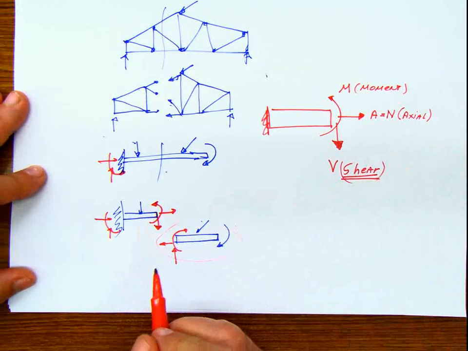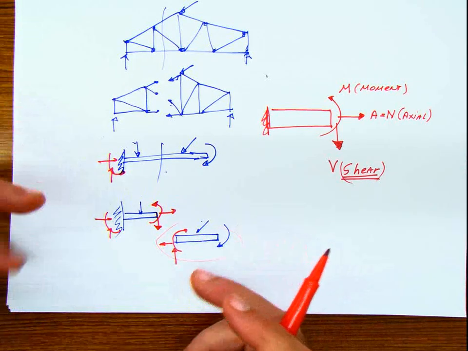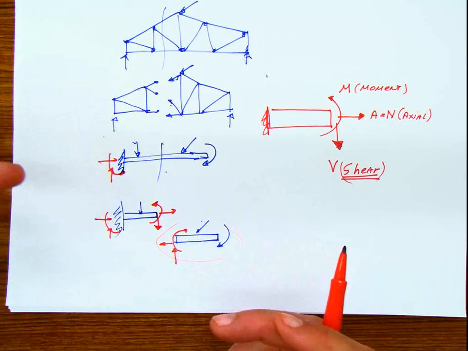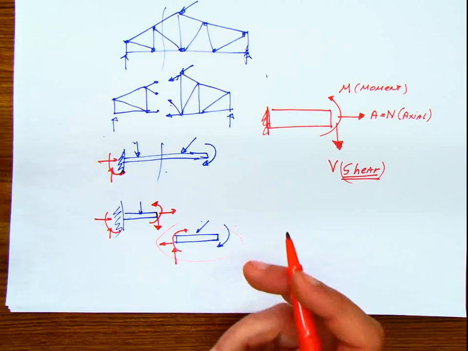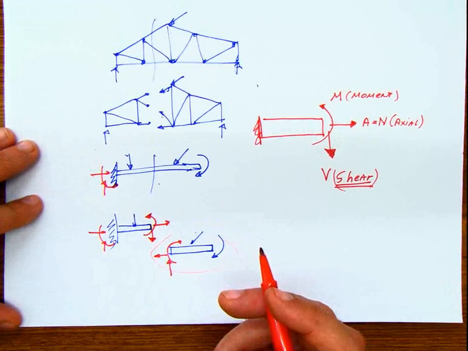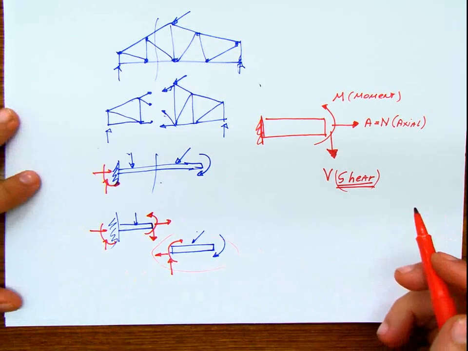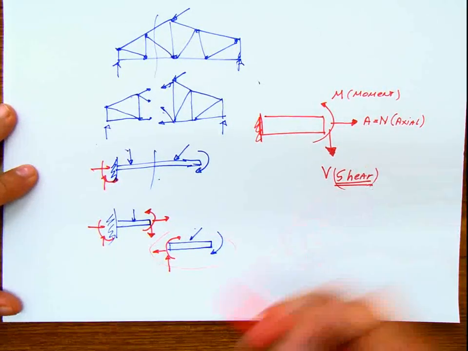In this case, that moment is a bending moment, not a torque. I know that torque and moment, everybody told you it was the same thing, and yes, it is kind of the same. But I told you also that when you refer to moment, usually you refer to bending moment. And when you refer to torque, you refer to the other direction, the torque around the axis. So moment, axial, and shear.